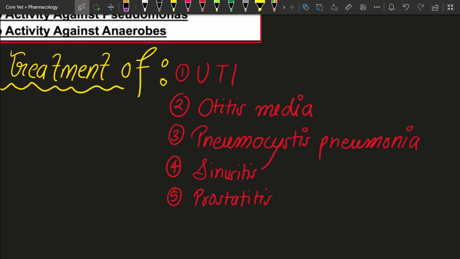Similarly, I had told you that for pneumocystis pneumonia, the sulfonamide could be used as a choice of drug, right? If there is an inflammation of the sinuses in your skull, meaning sinusitis, then the sulfonamide could be used, right? And in the case of prostatitis too, the sulfonamide could be used.